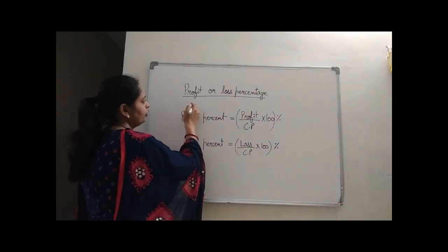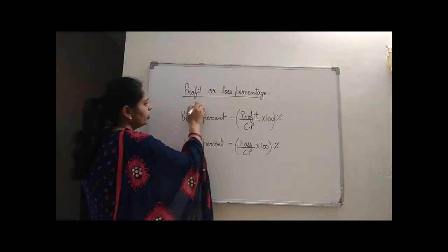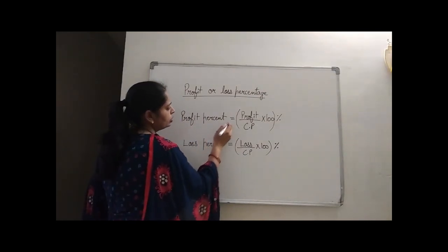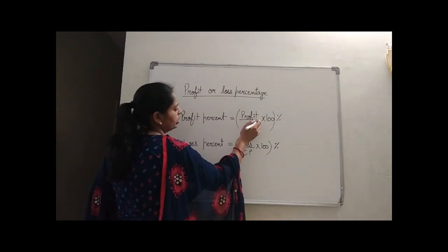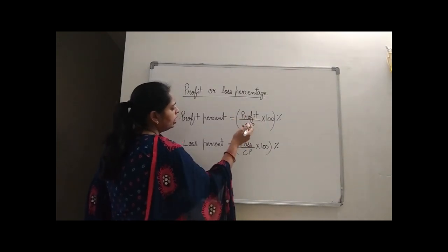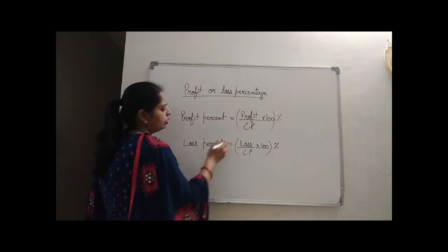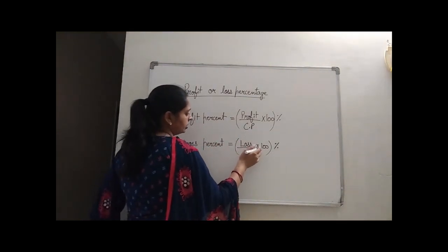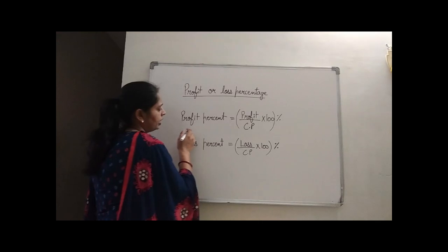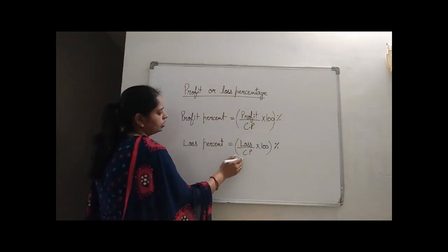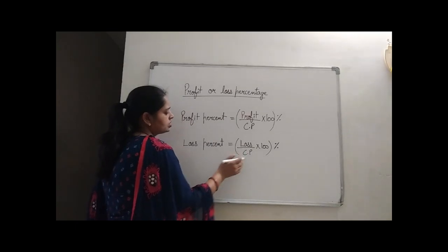Now see the profit or loss percentage. How to calculate the profit percentage or loss percentage? Profit percent is equal to profit upon CP multiplied by 100, and that will give you the profit percentage. And if you are having loss, so loss percent is equal to loss upon CP into 100. So whenever we calculate the profit or loss, always profit or loss percent will act on the cost price. You will not write selling price here.